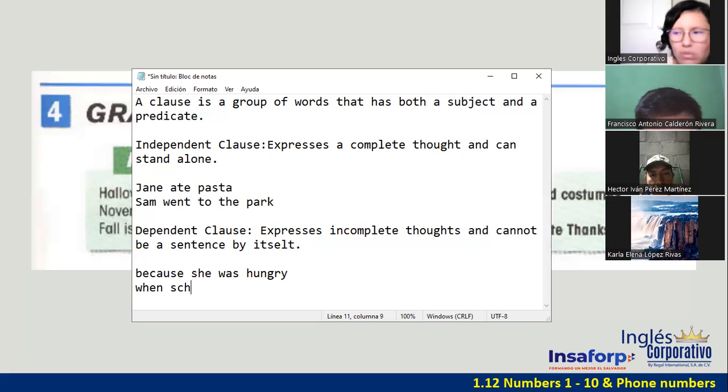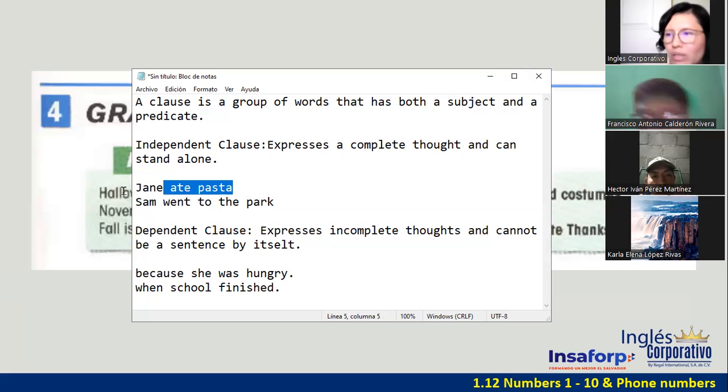When school finished. Because she was hungry and when school finished, okay? So, esas oraciones, si yo le digo because she was hungry and when school finished, ¿verdad? ¿Son estos pensamientos completos que pueden estar por sí solos en una oración? No, teacher. No, ¿verdad? Entonces, these are dependent and independent clauses, ¿verdad?